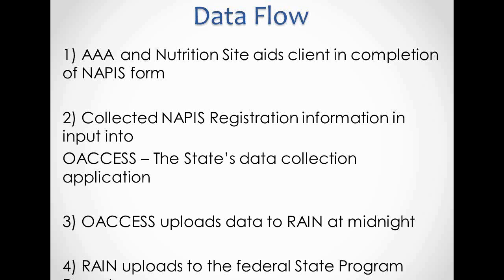RAIN is actually a web program in which it mines Oregon Access and pulls all of the data, the client, the service, the demographic data that you've input. It pulls it every night at midnight and uploads it there into RAIN. And then you have that ability to go into RAIN, and if you do not have a RAIN login, you've never been there before, talk to someone in your office, your AAA director or your contract and fiscal representative, and they can assist in getting that.